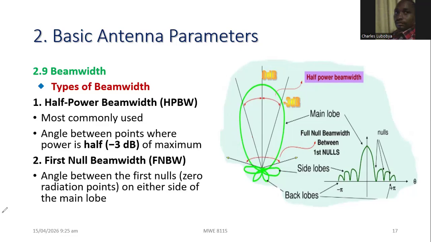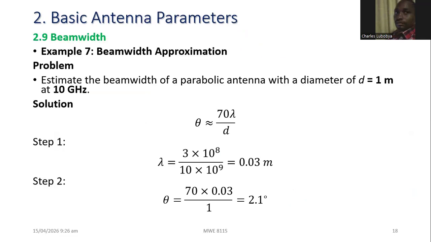Depending on which beamwidth you are given, if you are given the first null beamwidth, it means they're asking for the angle between the zero radiation points, the zero radiation points on either side of the main lobe. Or you can measure it within the main lobe, which is the half power beamwidth, which is type number 1. Let's see if I have an example here to illustrate this.